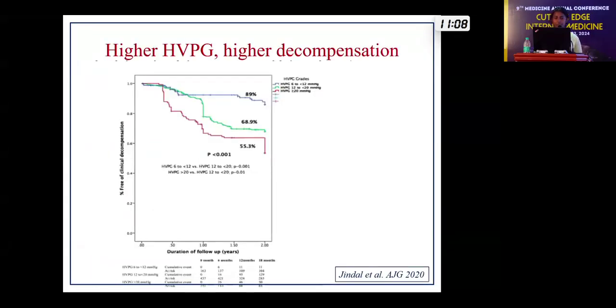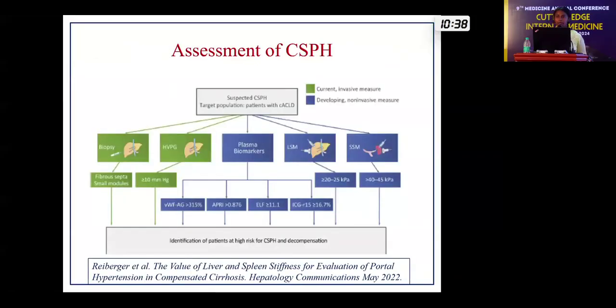This slide shows, on the y-axis, freedom from clinical decompensation, and the x-axis is the years of follow-up. The blue line is patients with HVPG less than 12, and the red line is HVPG more than 20. This is just to highlight that patients with a higher HVPG had higher decompensation. Thus, we need to find the group who come to us early, where we can intervene and prevent this decompensation. Now, how do we assess this group with CSPH?